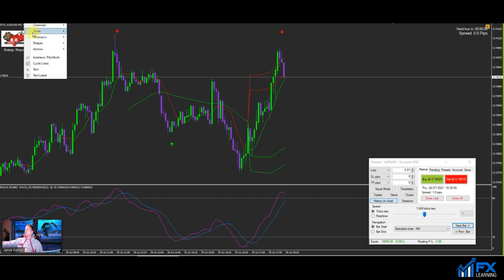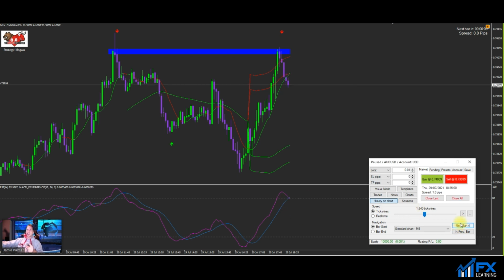Let me just see this nice bit of resistance just here. Again, we've got a nice bit of resistance here. I've got a Mogwai signal. The MACD hasn't crossed over there, so let me just see when that happens. Yeah, I'm going to take a trade here because we've just crossed over on the MACD. What I don't like about this trade is the TCA line hasn't crossed.